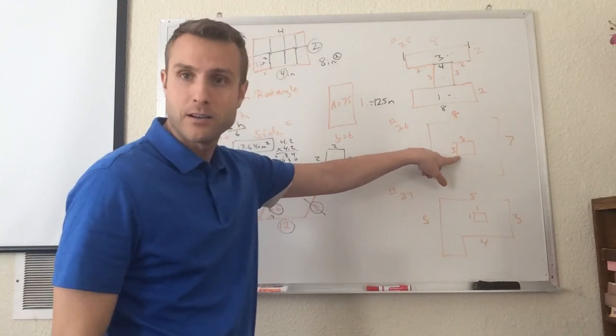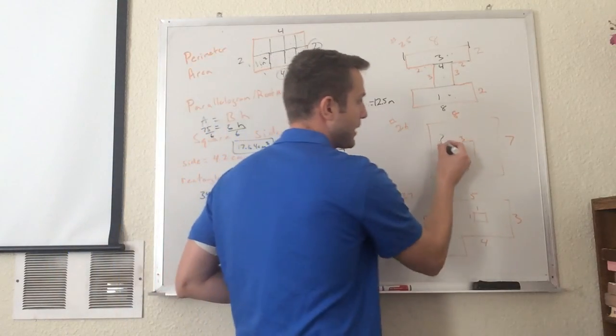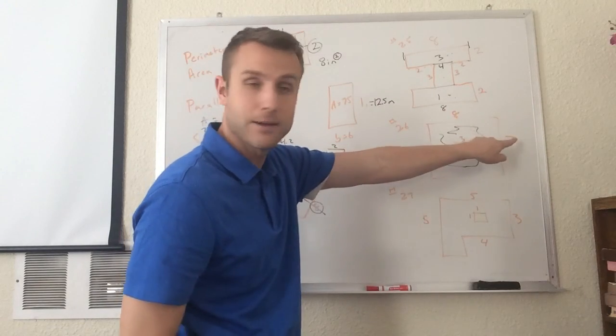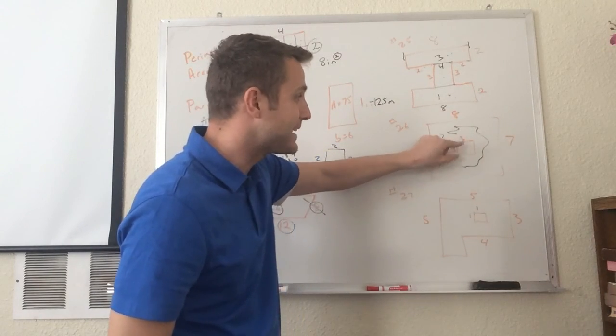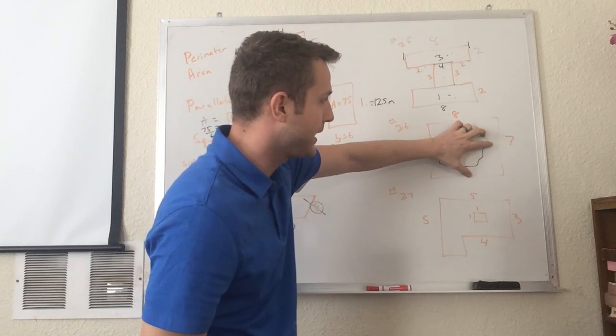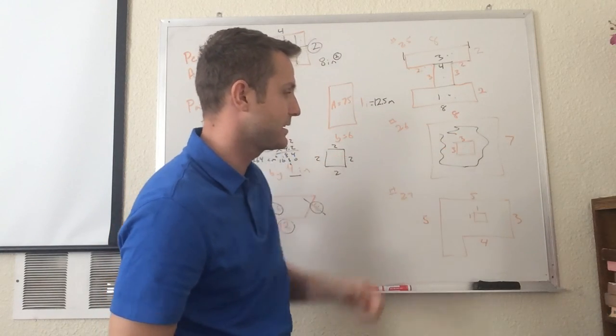Sometimes you're going to be missing a part. So this one, it just wants the area around here. Well, that's going to be the area of the whole thing, 8 times 7, minus the area that's missing, which is 3 times 3. So just do the whole thing, 8 times 7, and then subtract the missing area.